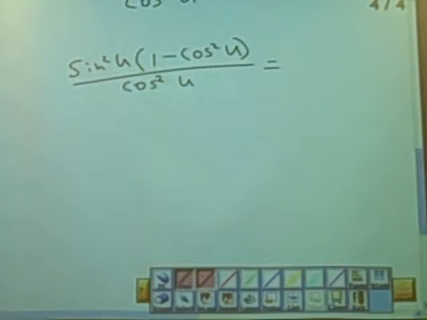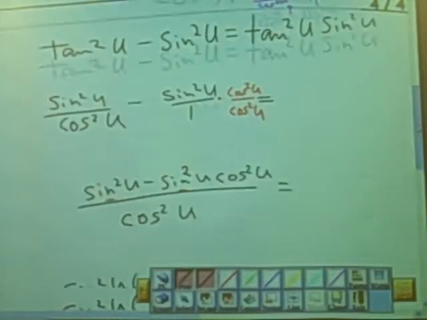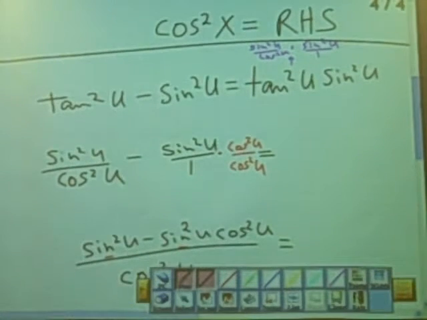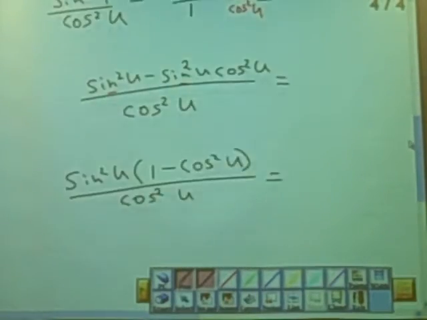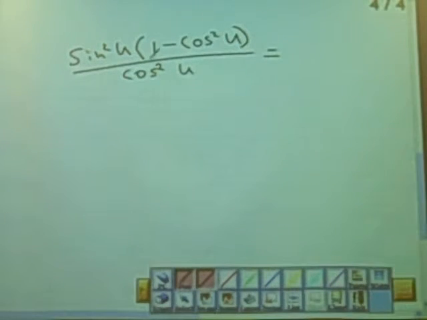And now you see how we have sine squared over cosine squared? So that means we've got to change that 1 minus cosine squared. Notice there's no cosine in the numerator, but there is one in the denominator, and that's just cosine squared. So we can change this 1 minus cosine squared to sine squared, and that's what we're going to do. Sine squared u times sine squared u again, and that's all over cosine.